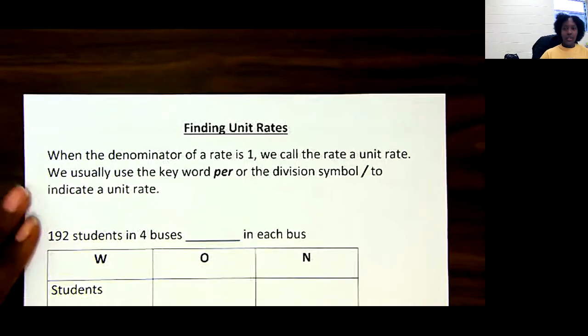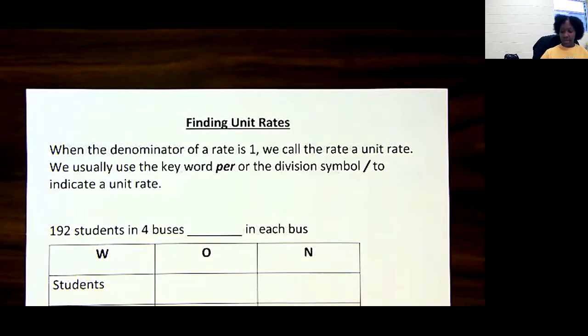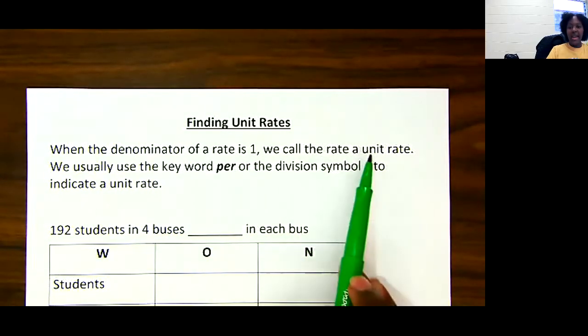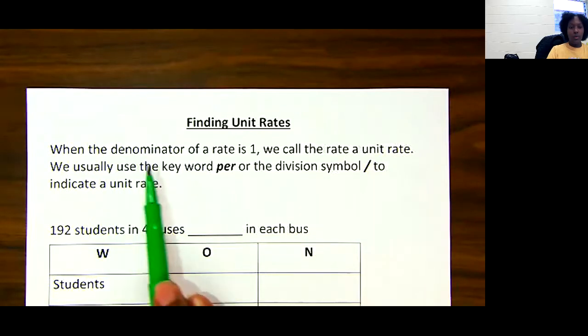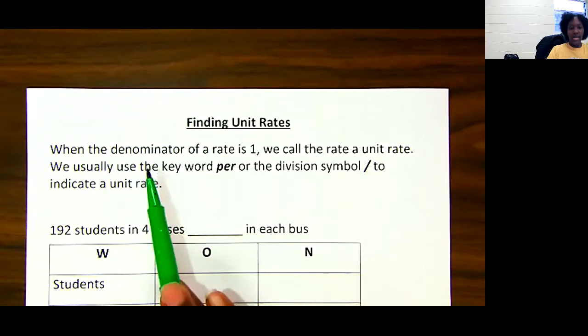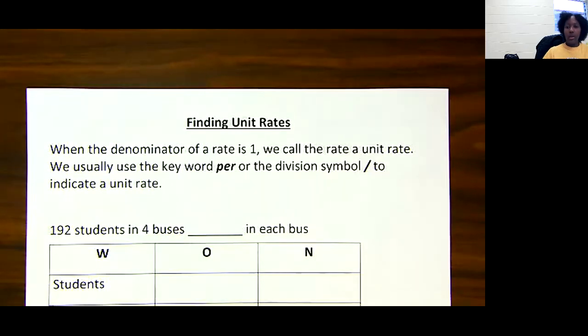All right. So, finding unit rates. Let's see what it says. It says when the denominator of a rate is 1, we call the rate a unit rate. We usually use the keyword per or the division symbol to indicate a unit rate. So when you're looking for a unit rate, you're trying to figure out how much it is for one of something. 1 pound, $1, one marble. You're trying to figure out how much of one of something, okay?